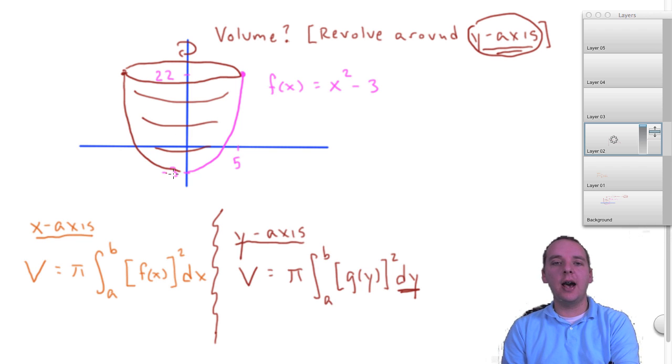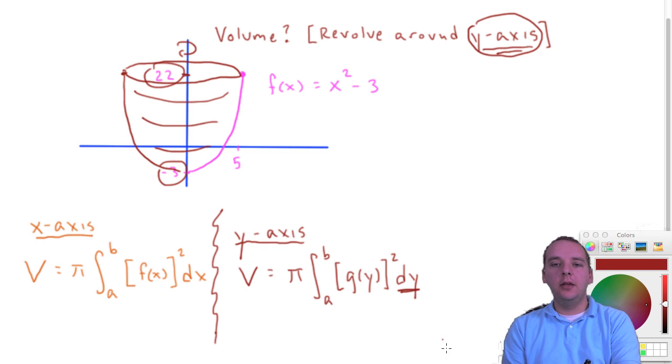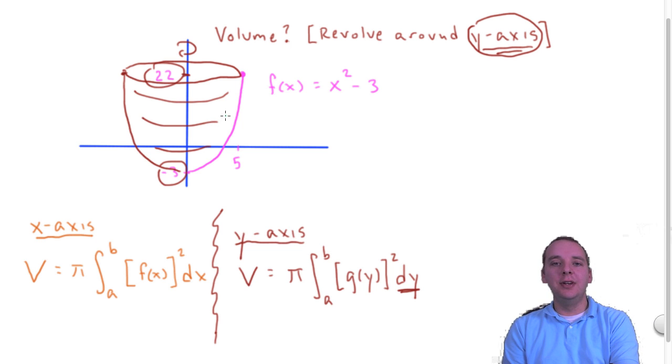It has nothing to do with 5. It's from -3 to 22. That's the y value range that we have here. Now, the reason for that is this. If you're revolving your graph around the y-axis, your disks for the disk method are stacked on top of each other as opposed to left to right. Being that they're stacked from top to bottom, they're ranging from -3 to 22. 5 is pretty much irrelevant. So that's the reason for that.